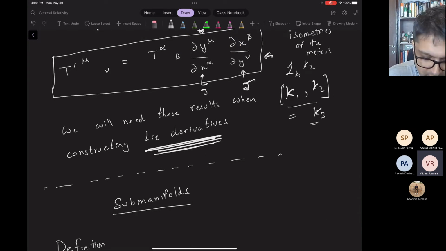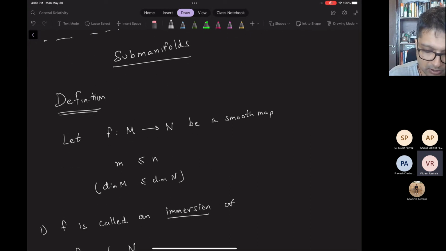Okay, so today what we're going to do is we'll start with the concept of submanifolds, and then we'll go on to discuss the idea of flows. We had been using submanifolds somewhat implicitly in our previous discussions. So let's formalize the definition of what we mean by a submanifold. Here's a definition. Let f be a map from one manifold M to another manifold N. This is some smooth map. But now we're requiring that the dimension of M be less than or equal to the dimension of N.